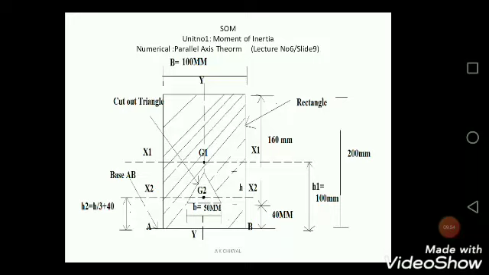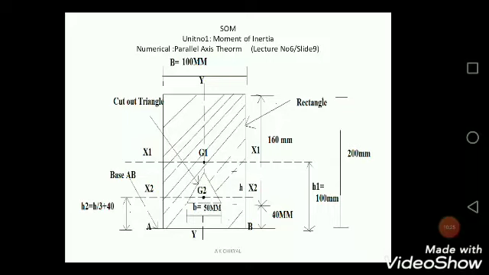So if you look at it, it is again a rectangle. Again the same diagram. Only thing here is we have mentioned G1, the centroid of the rectangle area. Then we have G2, the centroid of the cutout triangle section.